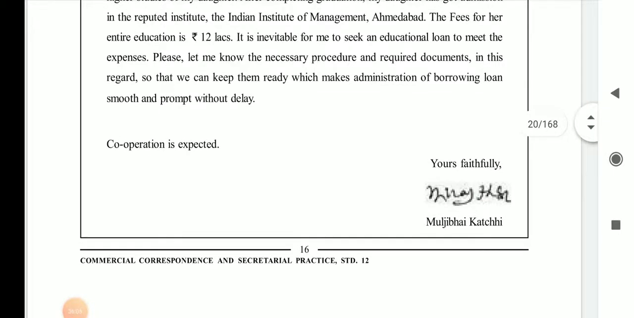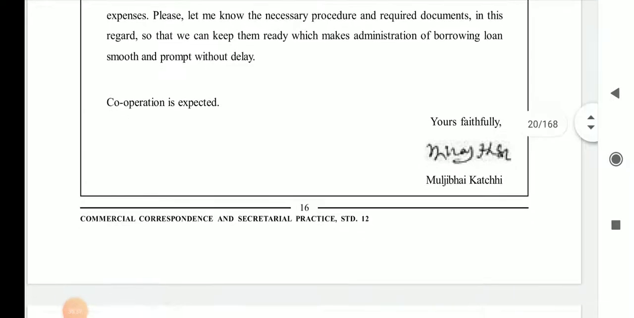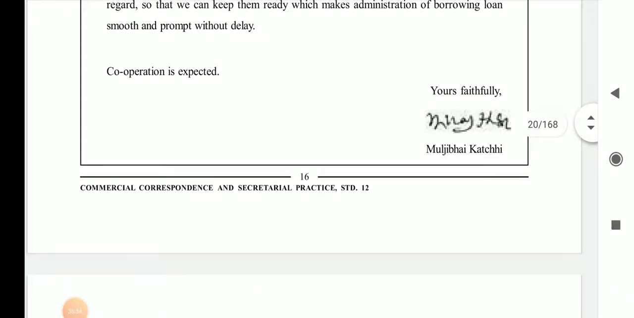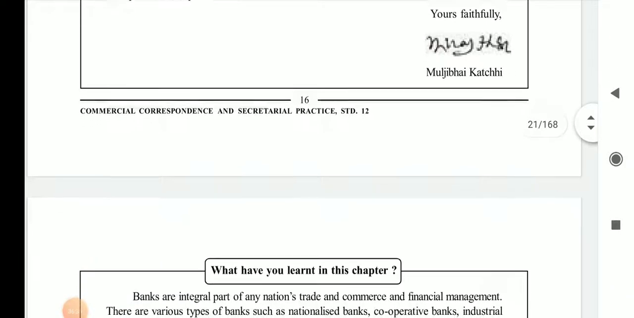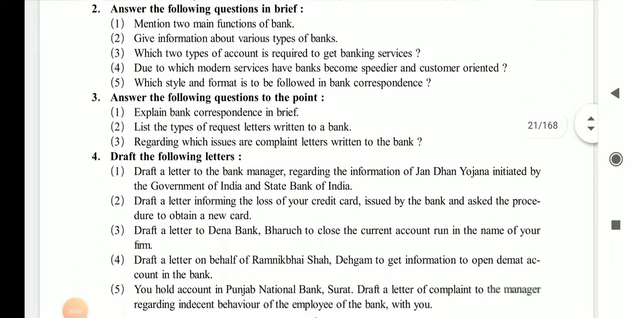This person also wants to say that if he gets the list and the idea of the procedure, he won't face any kind of problem and the whole procedure will go smooth and prompt without any delay. Cooperation is expected. Yours faithfully, Murjibai Kache is the writer. Here we have completed chapter number 1.